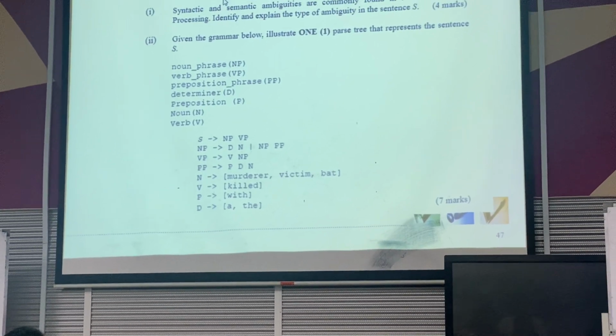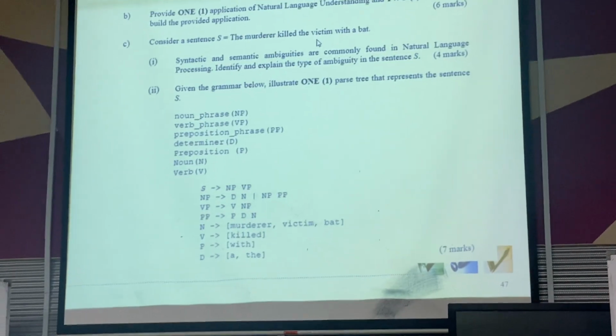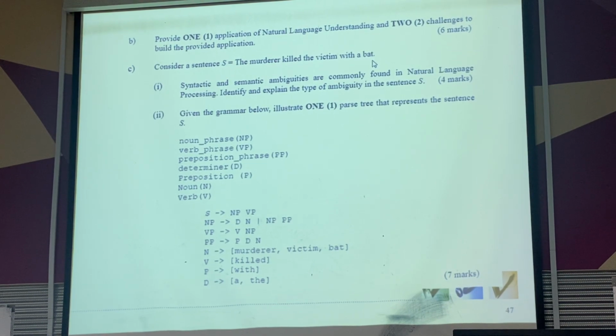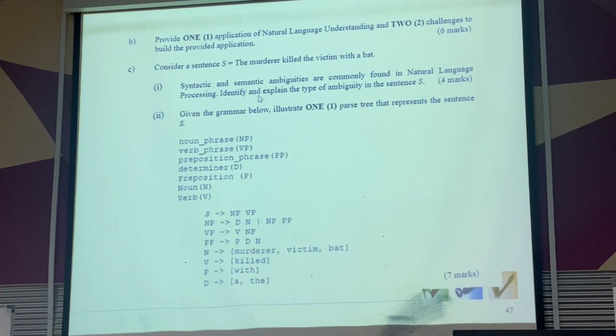So consider a sentence: the murderer killed the victim with a bat. Okay, the murderer killed the victim with a bat. Syntactic and semantic ambiguity are commonly found in natural language processing. Identify and explain the type of ambiguity in the sentence.